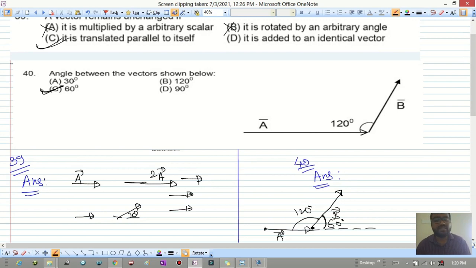So these are the 20 questions I took from what is called calculus and trigonometry.